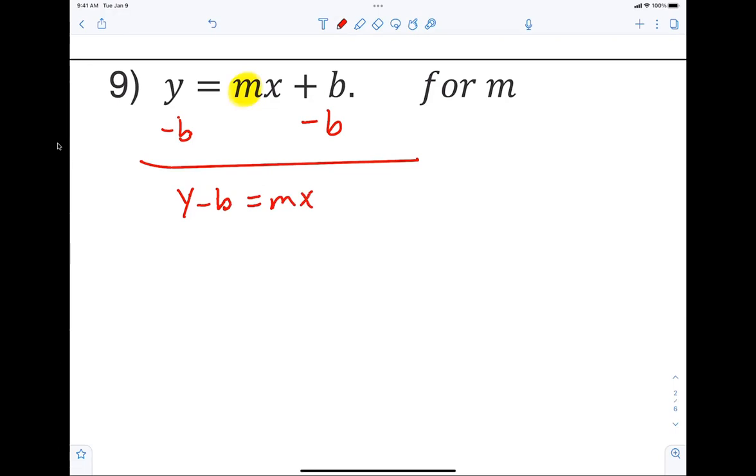Over x. Exactly correct. We're dividing by x. So m is equal to y minus b over x. Perfect. Thank you very much.